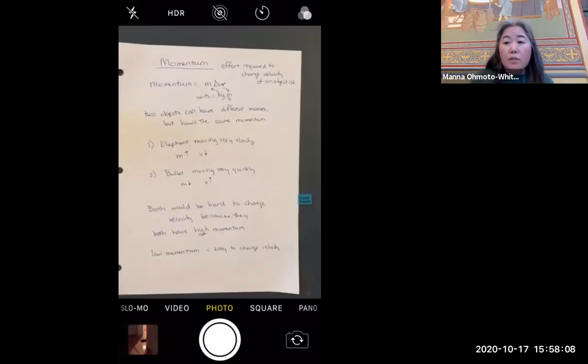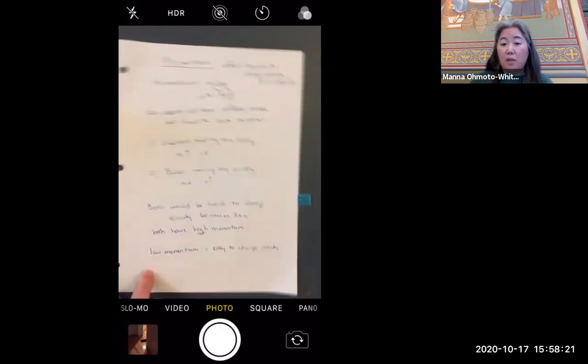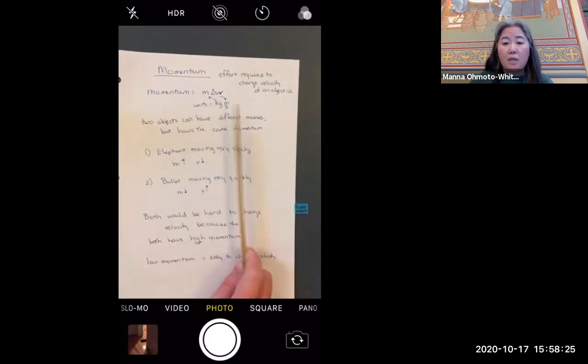In the last video we started to introduce the topic of impulse. Today we're talking about momentum. Momentum is the effort required to change the velocity of an object. Momentum is mass times the velocity of the object that I'm trying to change. The unit of mass is kilograms and the unit of velocity is meters per second, so the units of momentum are kilogram meters per second.